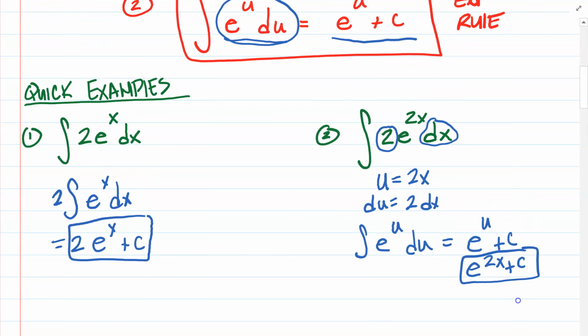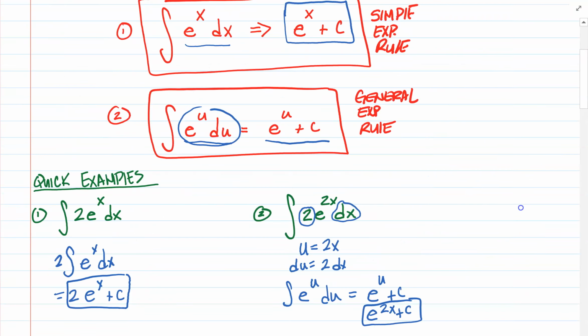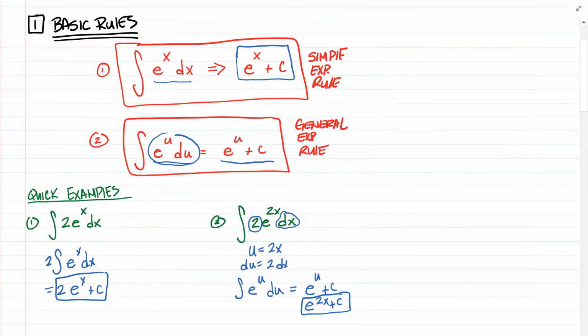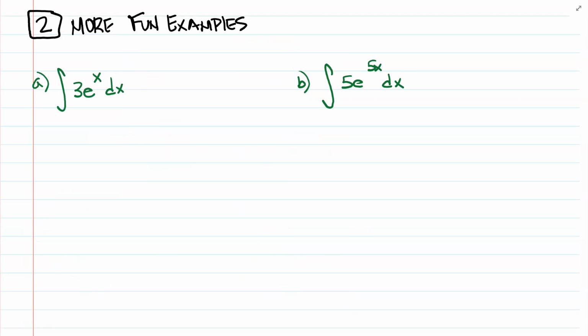Okay, that's it. So that's the first box. There's your basic understanding here: basic rules with some quick examples. Okay, box number 2 is more fun examples. Yes, more fun examples. Here we go.